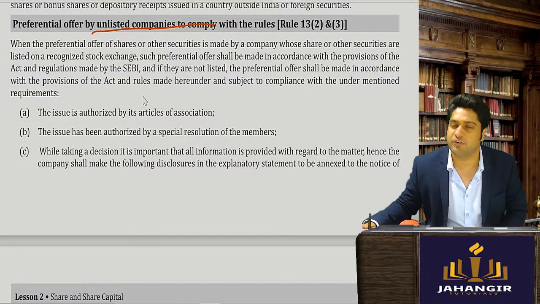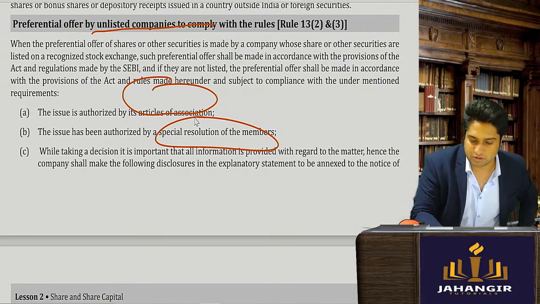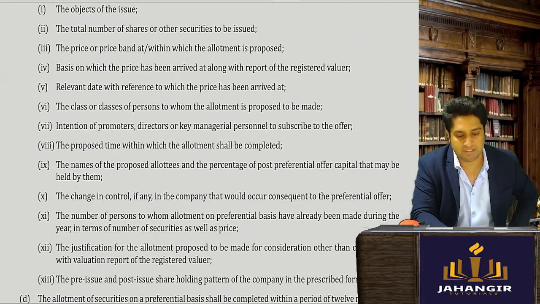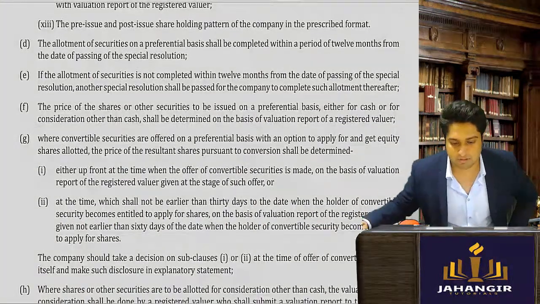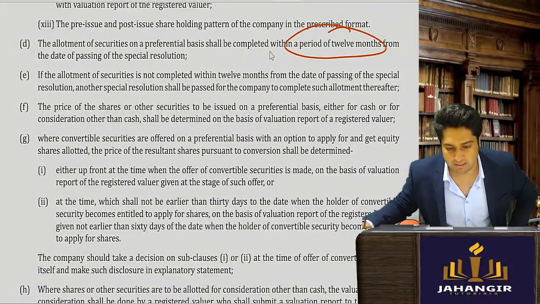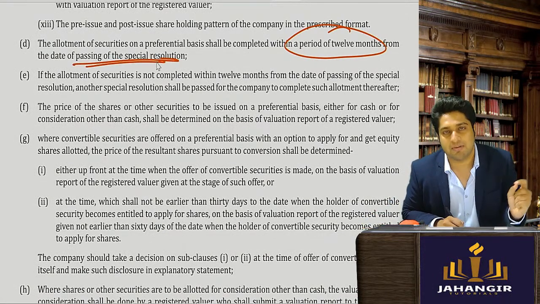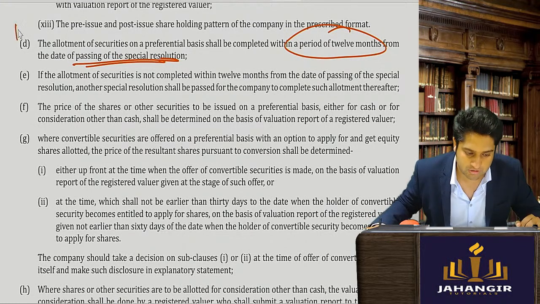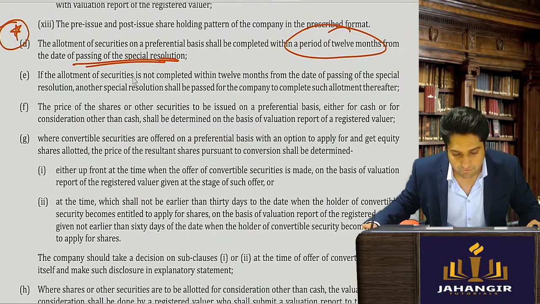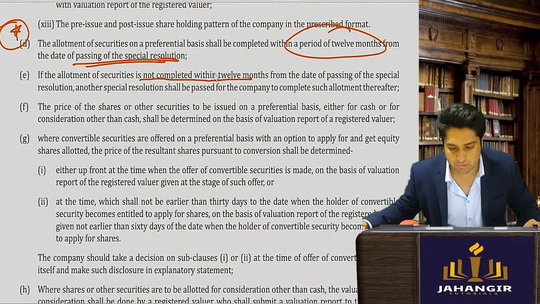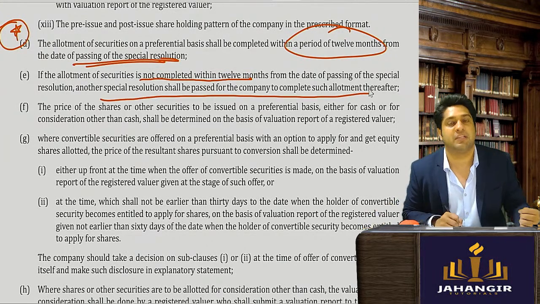Preferential issue by this. So first, again, very simple, the articles should authorize it, and a special resolution is needed. You need to inform all the shareholders of all these details. Then comes the moment the allotment is done. The allotment should be completed within 12 months of passing the special resolution. So this is important. If it is not completed within 12 months from the date of passing the special resolution, then another special resolution needs to be passed to complete the offer.